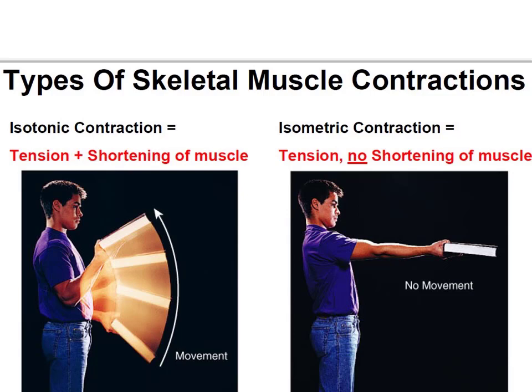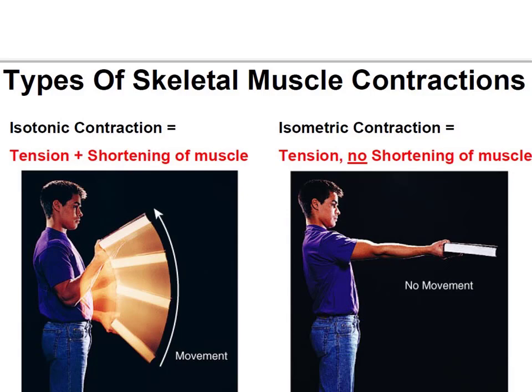Have you ever had to just hold your arms out with something in them for a period of time? It gets heavier and heavier, and you have to contract your muscle longer and harder and harder. That is a type of isometric. Your muscle doesn't shorten because it's not moving, but you have to work harder and harder to maintain that position.